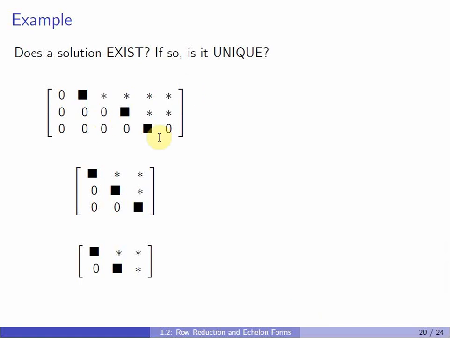So here are 3 of those sort of cartoon-like pictures. Just recall that the solid box means a non-zero number, and the stars mean any real number. Could be a 0, could be a non-zero. But take a look at these 3, which are in echelon form, and pause the video to answer for yourself which of these 3 has a solution, and if there is a solution, is it unique?